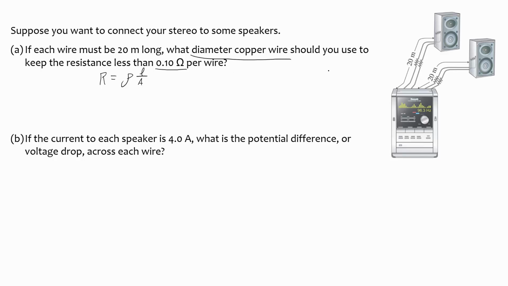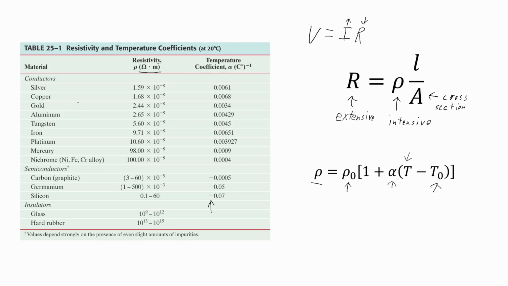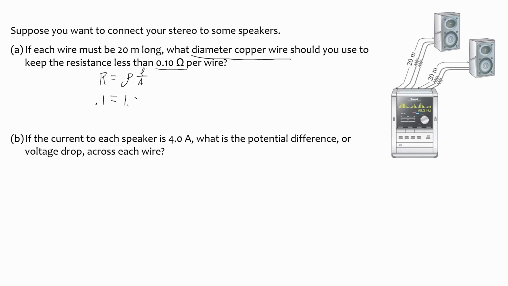So if we're selecting our speaker wire or something, we might want to look at this, and that will tell us what gauge wire we need. So we just plug in 0.1 for the resistance. The resistivity of copper, we're going to have to jump back and grab that: 1.68 times 10 to the negative 8th. The length has to be 20 meters because that's how far away our speakers are. And then we can use this to solve for A. A turns out to be 3.36 times 10 to the negative 6th.